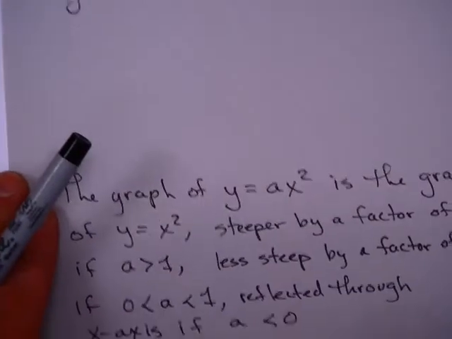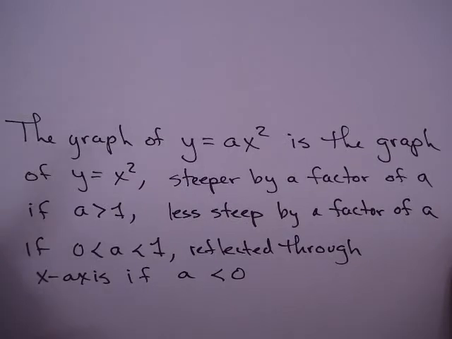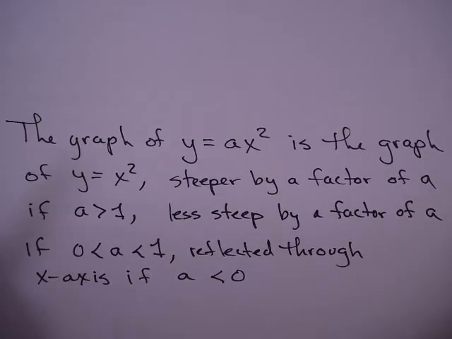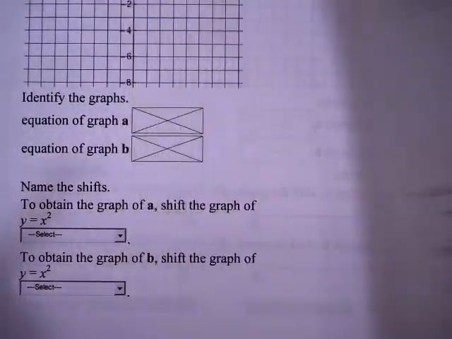We can summarize this in this statement. The graph of y equals ax squared is the graph of y equals x squared steeper by a factor of a if a is greater than 1, less steep by a factor of a if a is between 0 and 1, and reflected through the x-axis if a is less than 0.